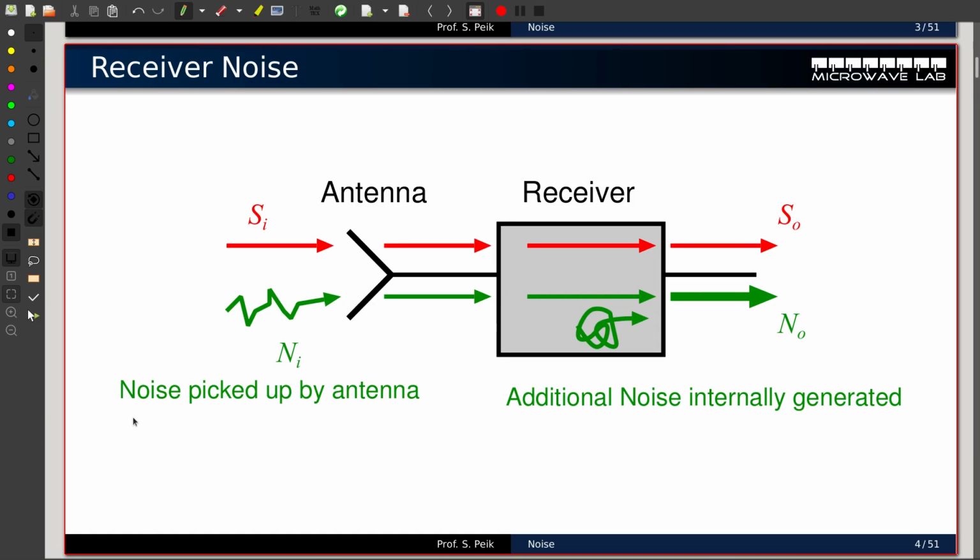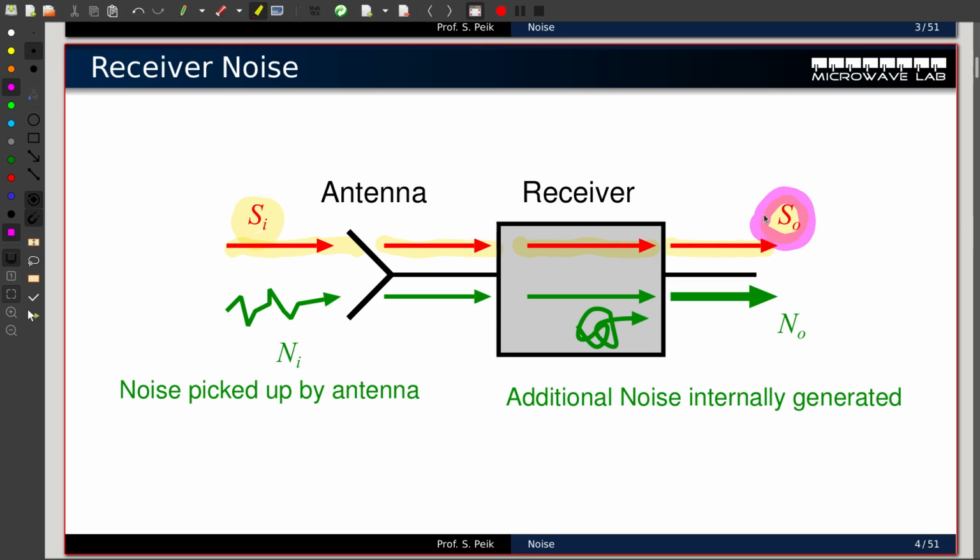Noise is most important on the receiver side. When you're a receiver, you receive your signal here, and the signal is picked up by the antenna. From the antenna it goes into the receiver, and in the receiver it is amplified, filtered, demodulated, and so on and so on. And then on the other side you get the signal out. And the signal out is actually what you are interested in, or what we are interested in.